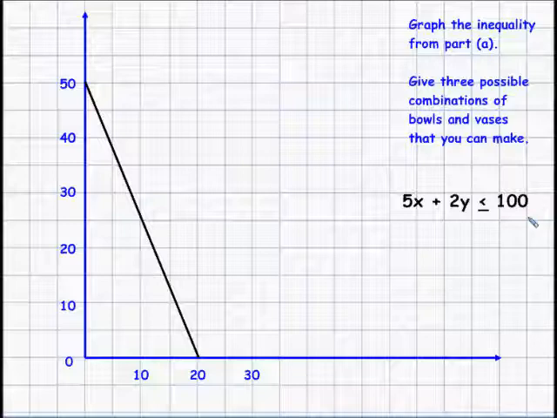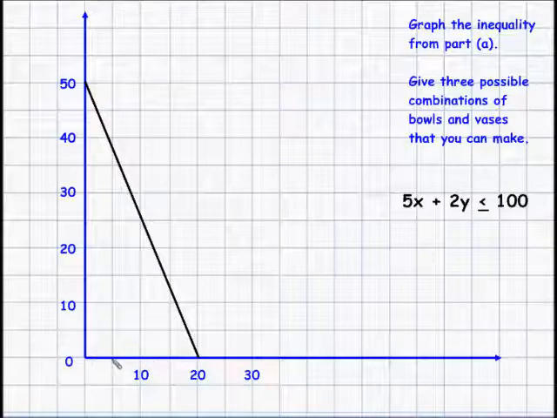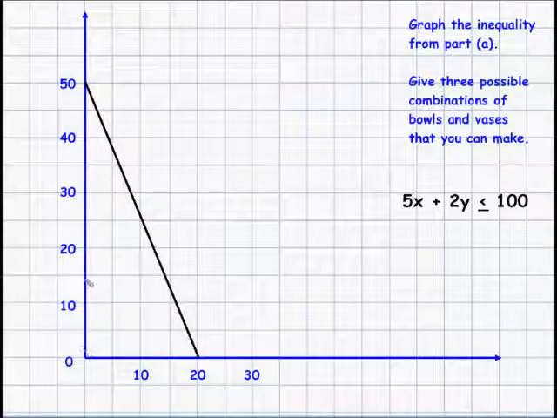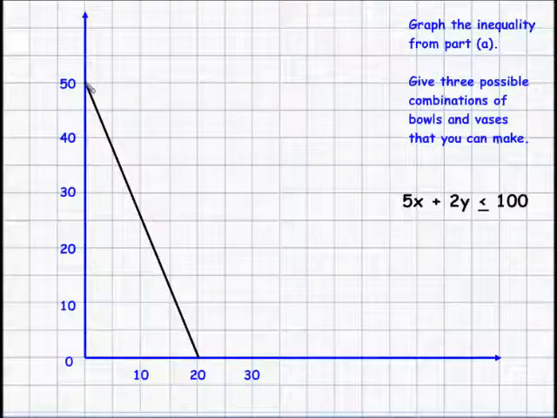Now, because this is a graph, I'm going to put 0 in. When x is 0, 5 times 0 would get rid of this part of the equation. So 2y is going to be less than or equal to 100. 2 times what would equal 100? 2 times 50. So when x is 0, I'm not moving left or right here. I'm going to go this way. y is 50. And here's my point.